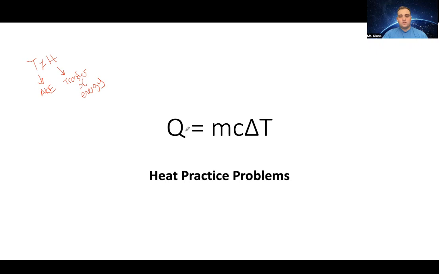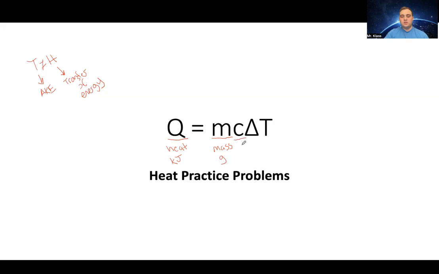Before we get started into solving some Q equals mc delta T problems, let's first define these variables. So what is Q? Q is heat. And the units for these are in joules, or they can be in kilojoules. M should be pretty obvious. M is mass. Typically, we use grams.